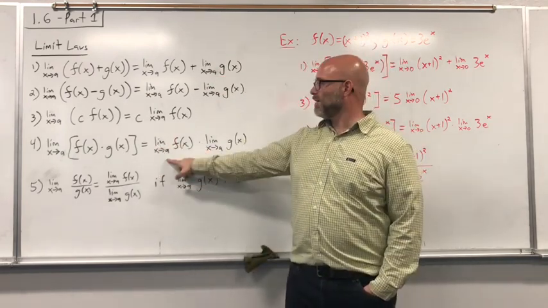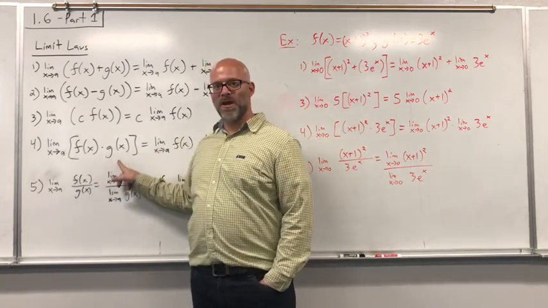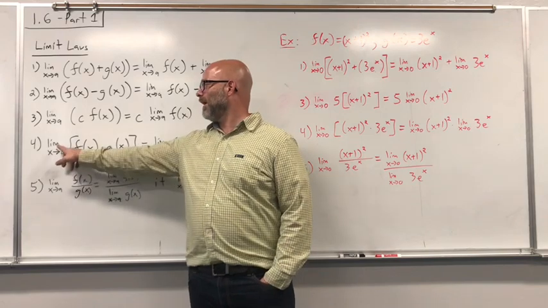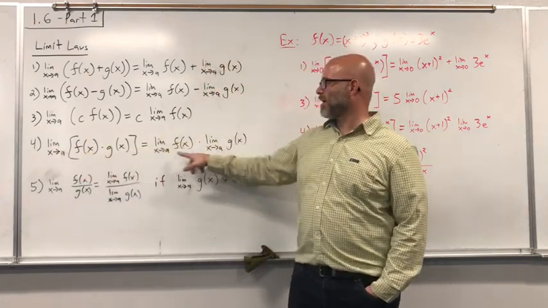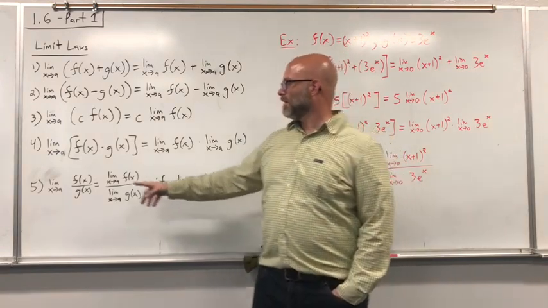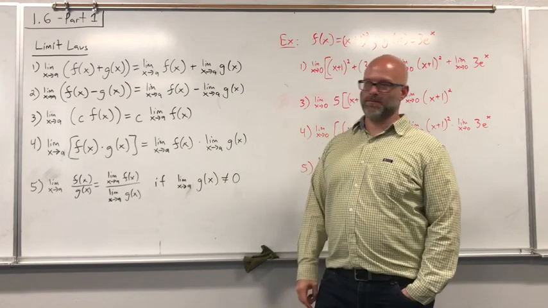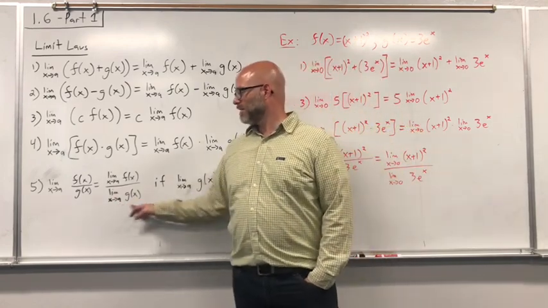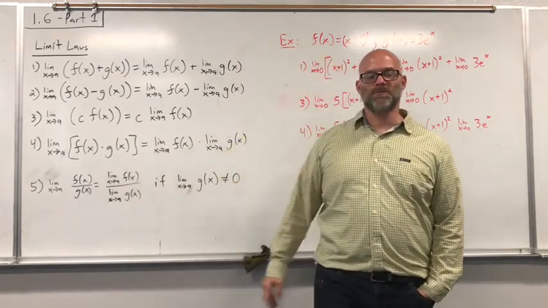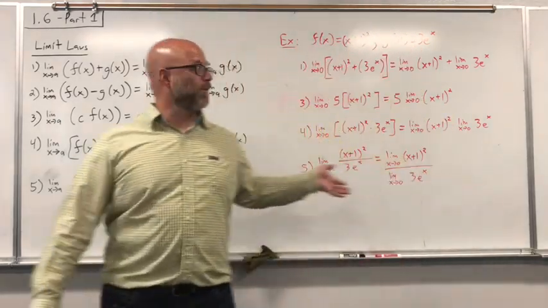A product of limits is equal to a limit of a product. Or a limit of a product is equal to a product of limits. And this one. The limit of a quotient is equal to a quotient of limits, assuming that the limit of the denominator does not equal 0. Otherwise, the limit law doesn't hold. All right, so let's just look at a quick example of what this might look like.